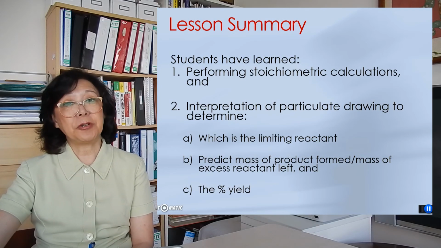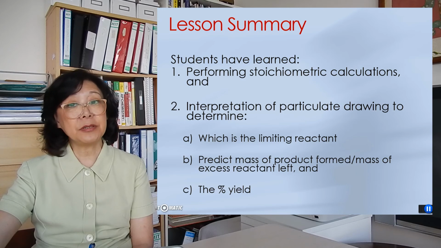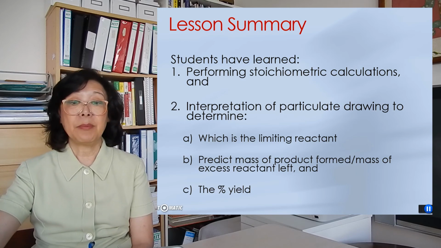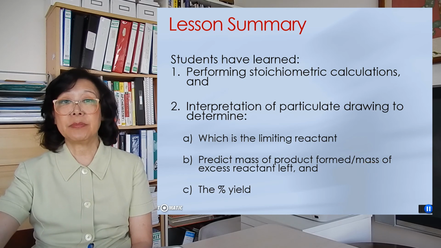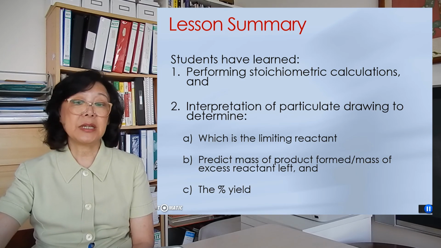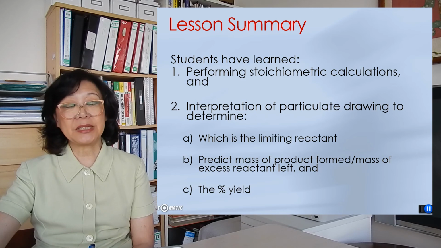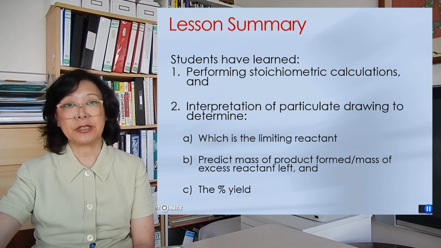To sum up what we have learned today, we have learned how to perform stoichiometric calculations, and we learned how to interpret particulate drawing, and making use of this information to determine: 1. Which is the limiting reactant, 2. How much of the product is likely to be formed, and 3. How much of the excess reactant will be left over, and finally, what is the percent yield from the experiment.